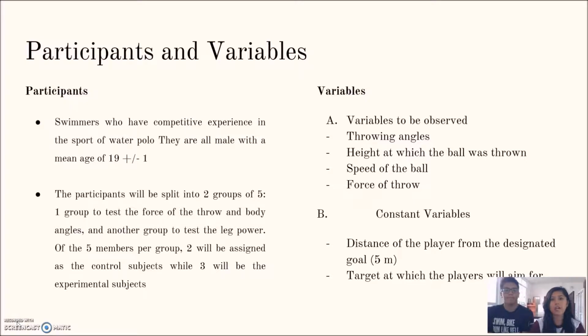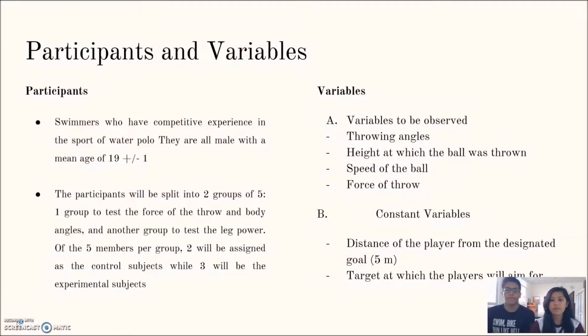The participants are all male competitive water polo players, and they will be split into two groups of five. The first group will be tested for the force of the throw and the body angles, and the other group will be tested for their leg power. Out of the 5 members per group, two will be assigned as the control subjects, while the other three will be for the experimental subjects.